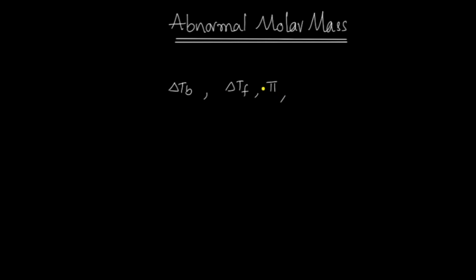If you see the formula, the molecular mass MB, which I calculated in the previous video, you can go and check that, is inversely proportional to delta TB, inversely proportional to delta TF, and again inversely proportional to pi. So if these colligative properties get changed, the molecular mass of the solute also gets changed.